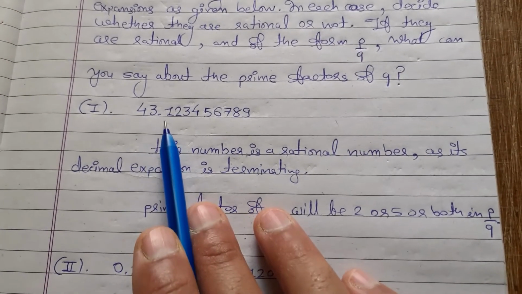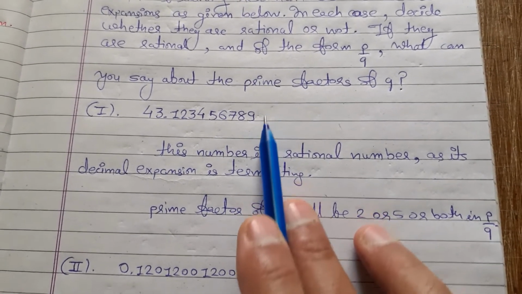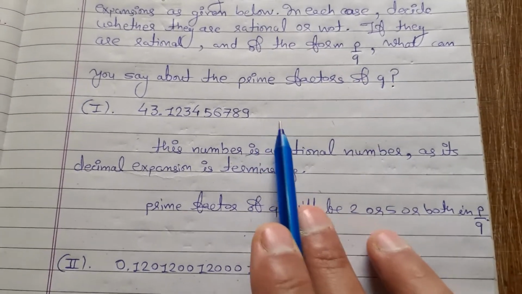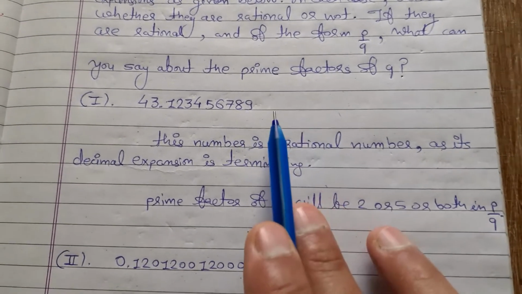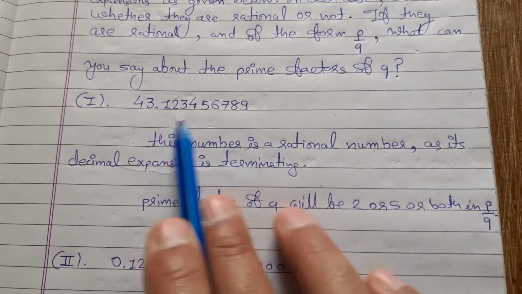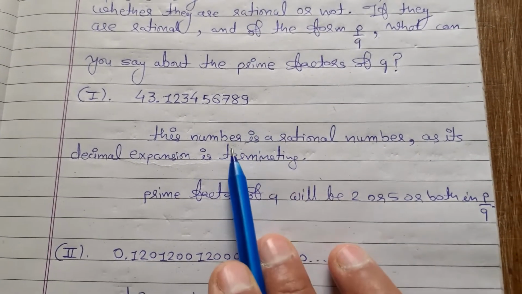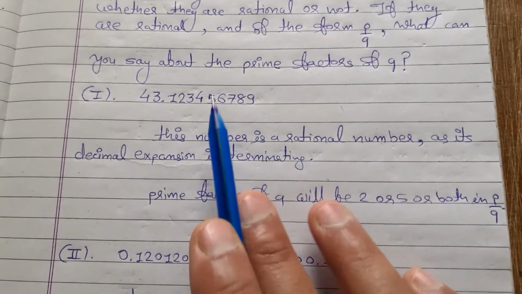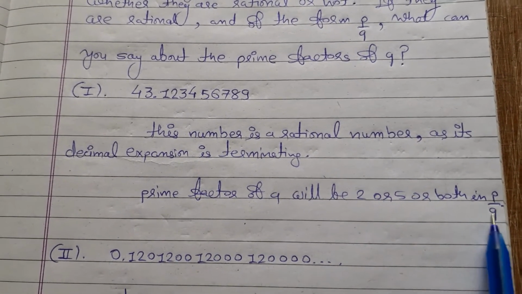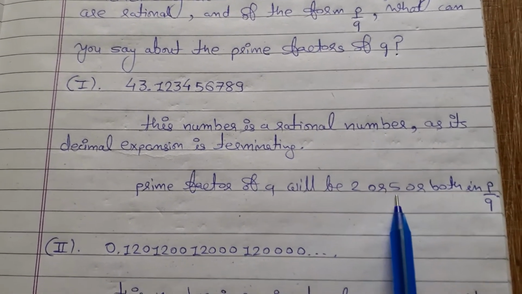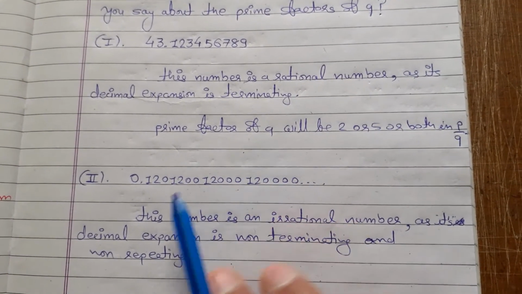Here it is 43.123456789. Here it is terminating. After this the digits are ending or terminating. Therefore you can say on the basis of this decimal expansion that this is a terminating decimal expansion. So this is a rational number, and in the p by q form, the prime factors of q are 2 and 5 according to theorem 1.5 and theorem 1.6.